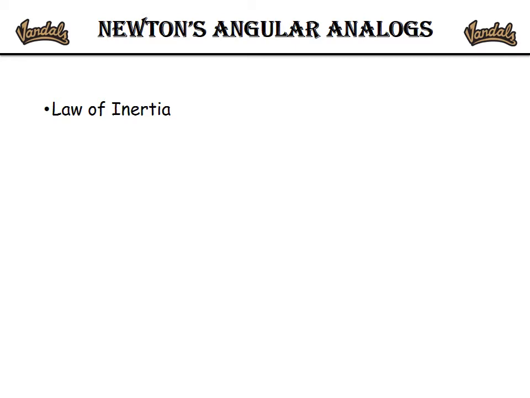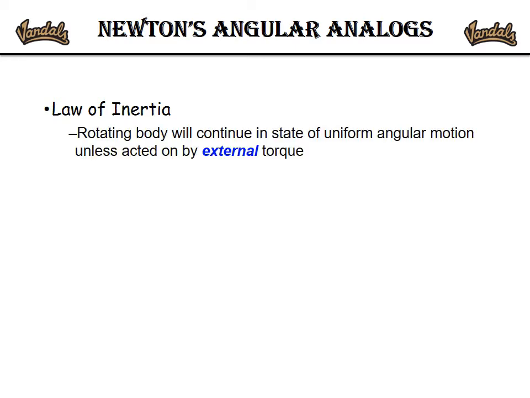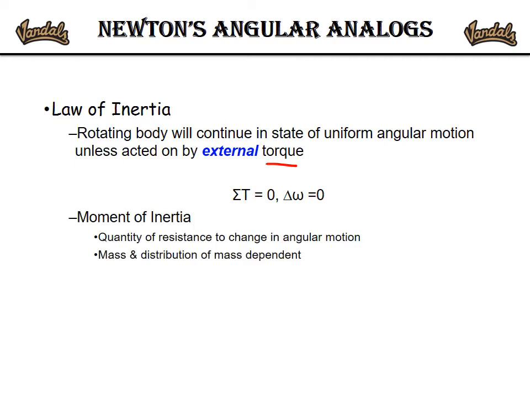So going into Newton's analogs, we're going to start with the law of inertia, and understanding that a rotating body will continue in that state until an external torque. And here you have the angular portion. So instead of force, it's torque. Here you have the same component, so there's no change in angular velocity. The sum of the torques equals 0.